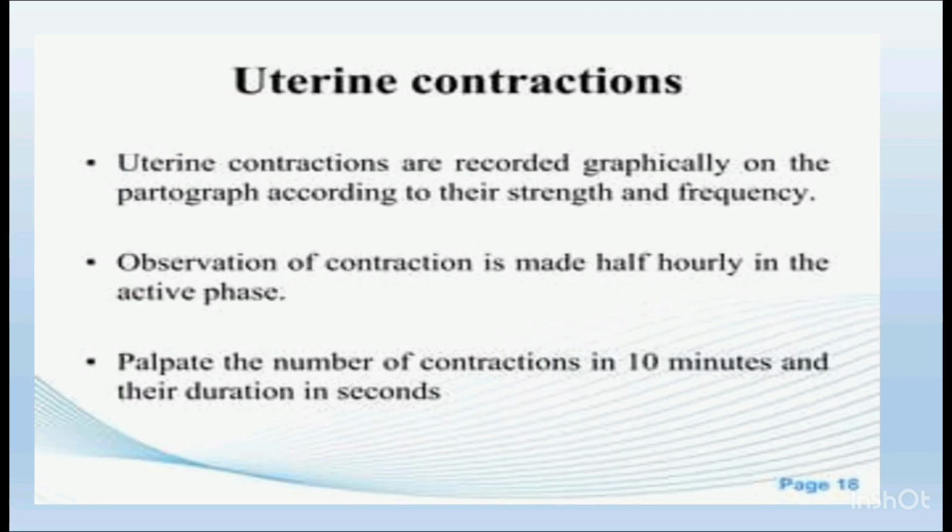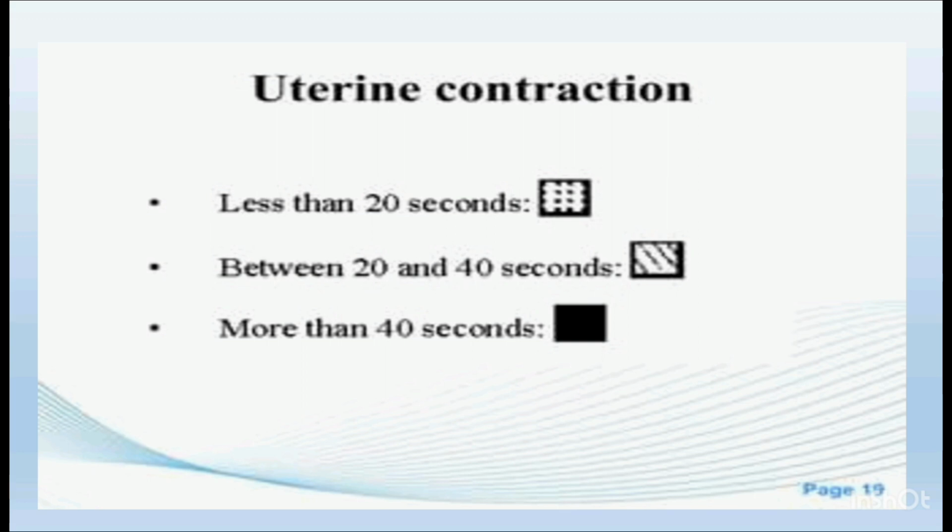Now, after that, you have to record the uterine contraction. Uterine contractions are recorded graphically on the partograph according to their strength and frequencies. Observation of contraction is made half hourly in the active phase. Palpate the number of contractions in 10 minutes and their duration in seconds. Here we can see how we have to plot a uterine contraction in partograph.